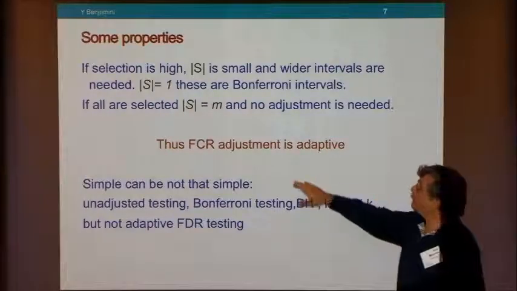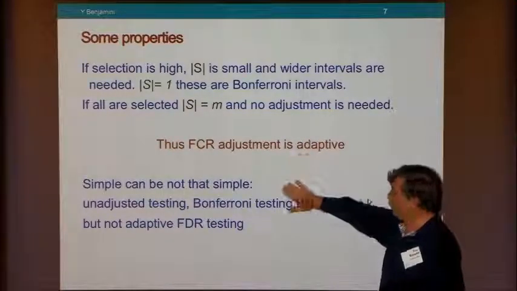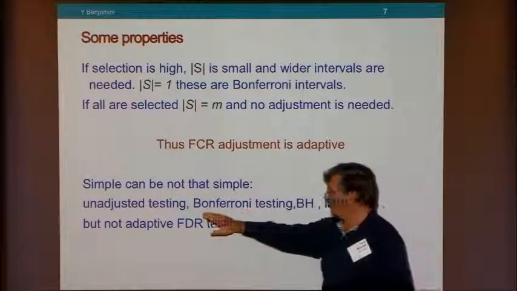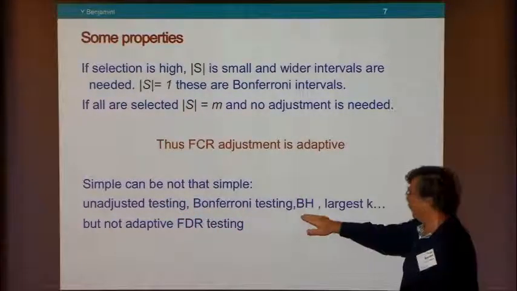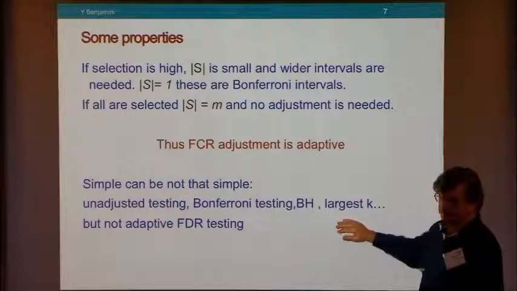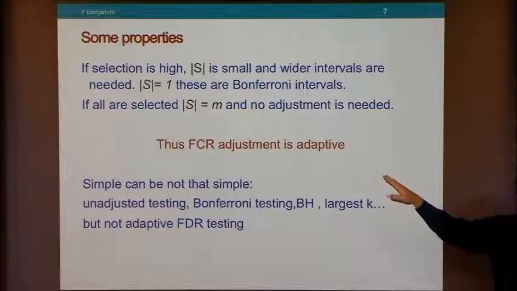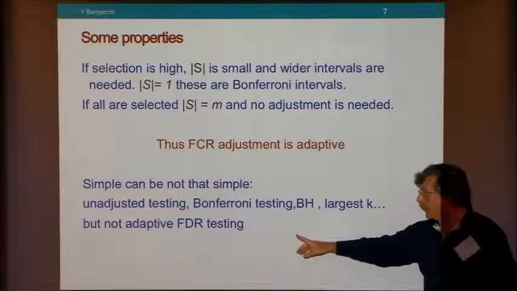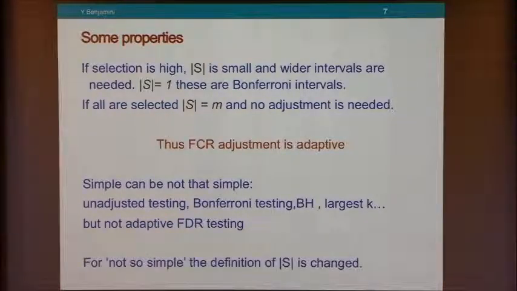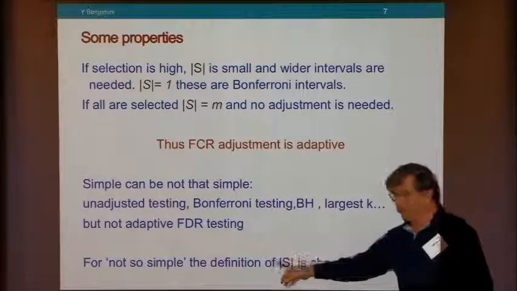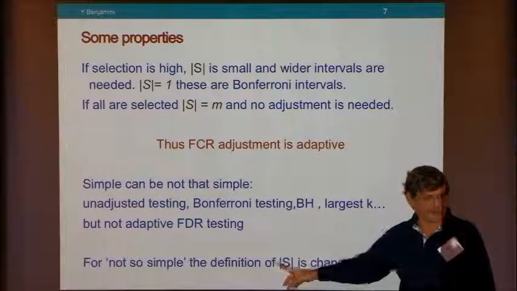Simple, that is stated in the theorem, need not be that simple. It is Bonferroni testing, unadjusted testing, using BH, using the largest K, and so on and so forth. They are all simple in this respect. Adaptive FDR testing is not simple, but the only difference between simple and not so simple is the definition of the number. You count in a more complex way, which I'll not go into.